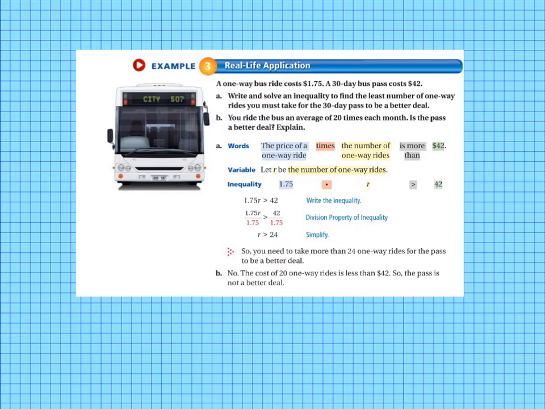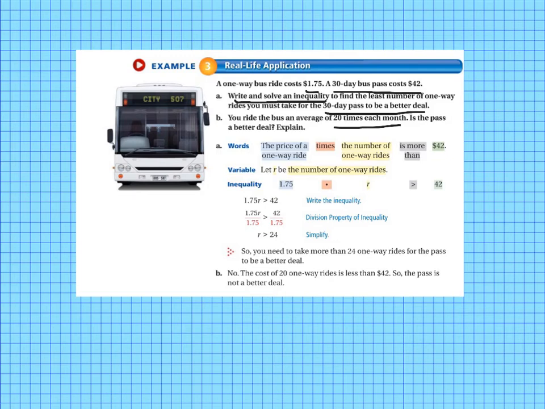Now we're going to take a look at a real-life application. A one-way bus ride costs $1.75. A 30-day bus pass costs $42. So A and B are both on this same screen because they're very related. So we are going to write and solve an inequality to find the least number of one-way rides you need to take to make the 30-day bus pass a better deal than riding individually. And letter B says you ride the bus an average of 20 times each month. Is the pass a better deal? Yes or no? And you're going to explain.